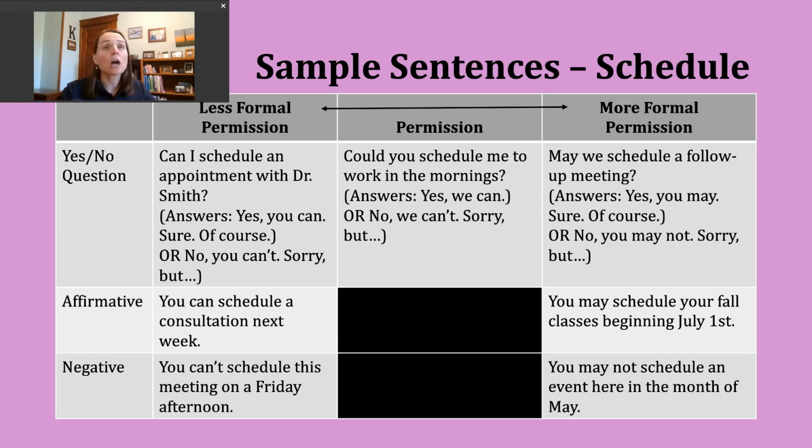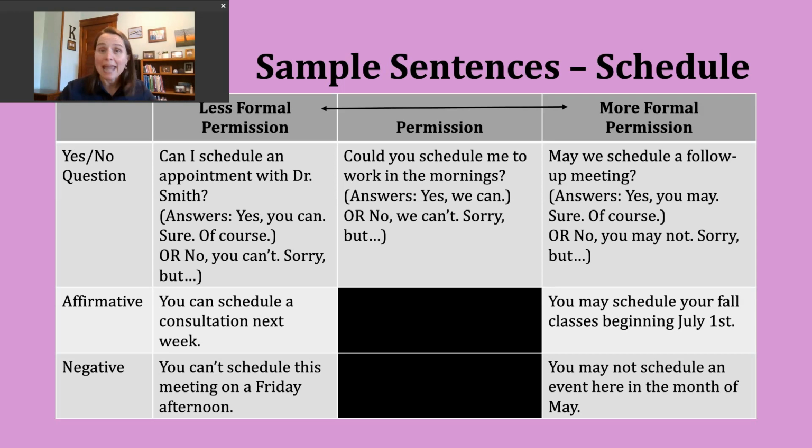We will take a moment and look a little bit at making an affirmative statement. So maybe, before someone asks you for permission, you just want to give permission to someone else, right? To do that, start with a subject, use your modal, can or may, okay? Then use the base verb. I've got 2 more examples on the screen. You can schedule a consultation next week, right? Again, maybe giving permission for someone to do that. Or you may schedule your fall classes beginning July 1st. Okay? Again, following that same pattern.